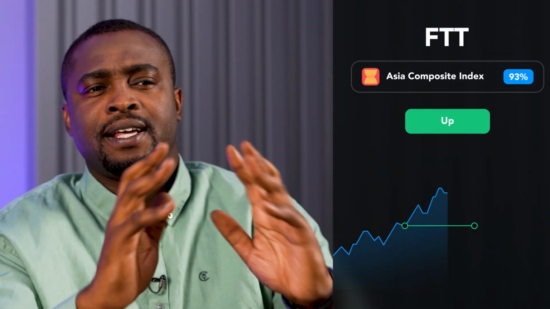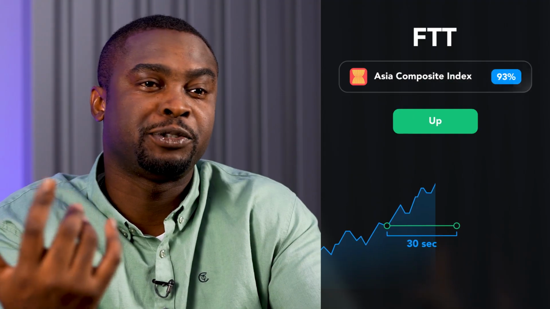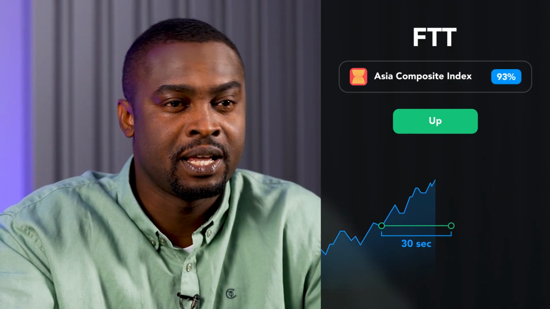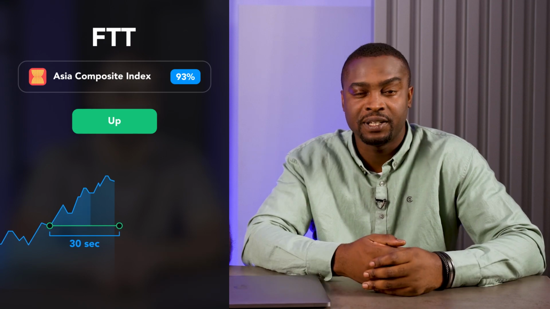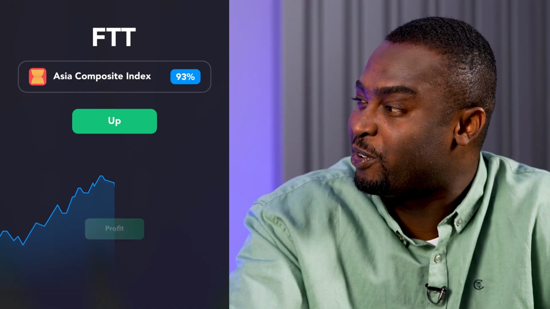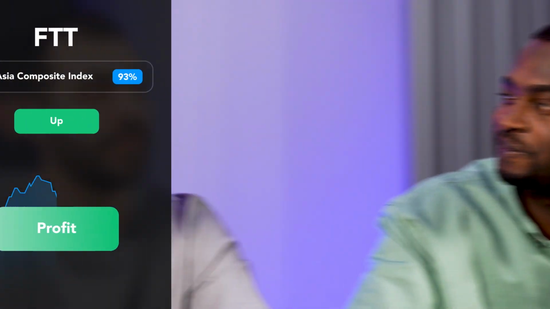Now, I understand FTT is about precision and timing. So, what's the picture about the timing context? Okay, let's say we open a 30-second uptrade on the Asian Composite Index. If by 30 seconds the price of the index is higher than when we open the trade, then our trade would have closed with profit. Now it seems clear to me.